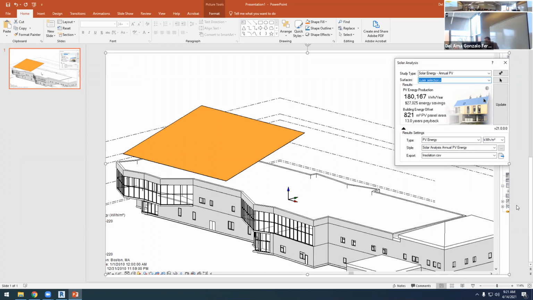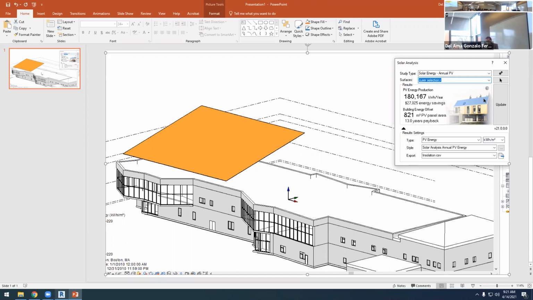Okay, so this is all the information we need. We have 821 square meters, and this is the total PV production per year, 180,000 kilowatt hours per year. Then we have to compare this production to the energy demand, and then we will see if this is around, it has to be around 30% of the total energy demand of the building. Okay. But that's it. Is it the best angle?